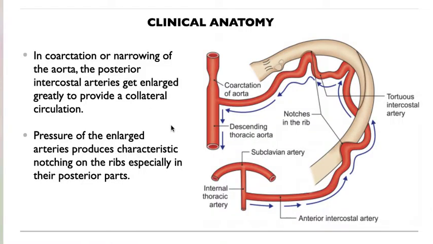Now, in coarctation or narrowing of the aorta, it's a congenital condition, the posterior intercostal arteries get enlarged greatly to provide basically a collateral circulation. The pressure of the enlarged arteries is so much so that it characteristically causes notching on the ribs, especially in the posterior parts.